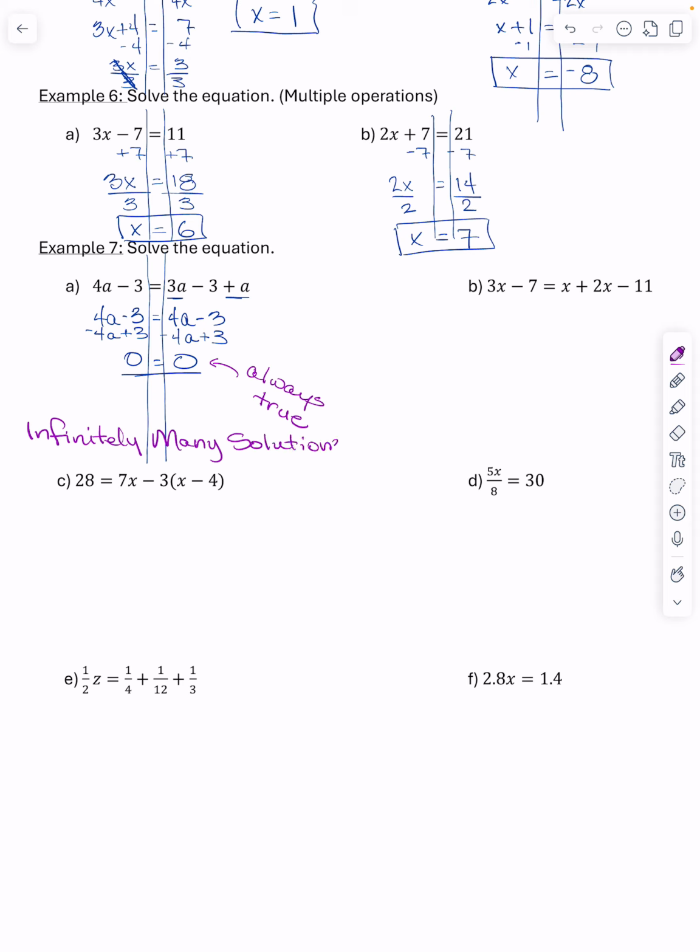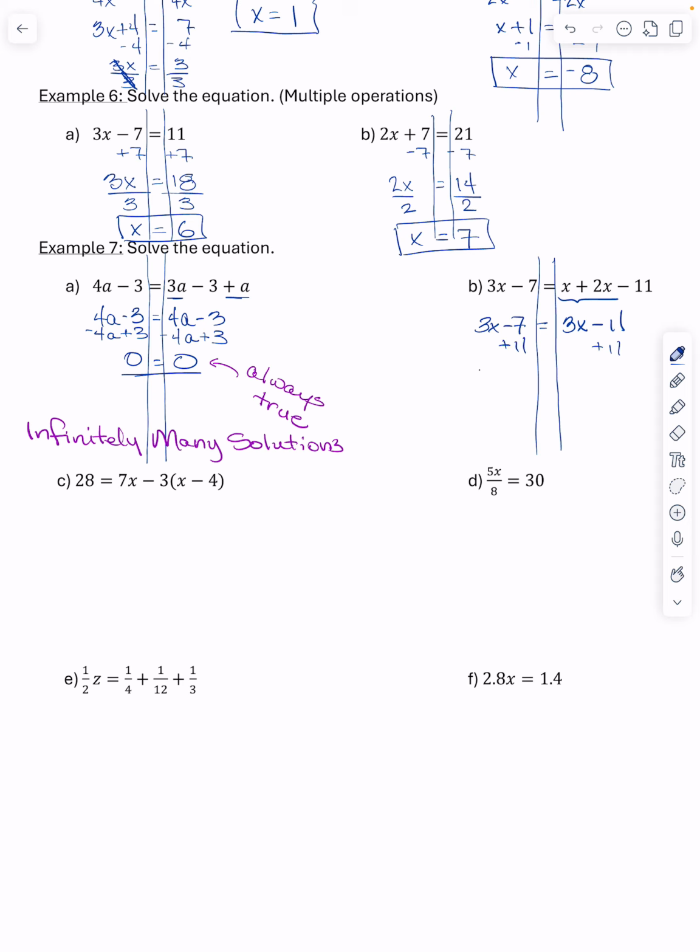If we end up with an equation that's always true or both sides look the same, infinitely many solutions. So let's see what happens here on B. Can't combine anything on the left side, but on the right side I can definitely combine my x's. 1x plus 2x gives me 3x. I have 3x minus 7 equals 3x minus 11. And this looks a little weird.